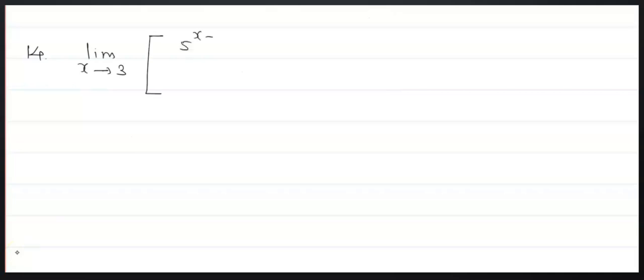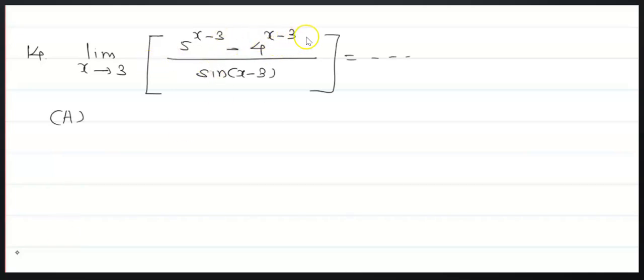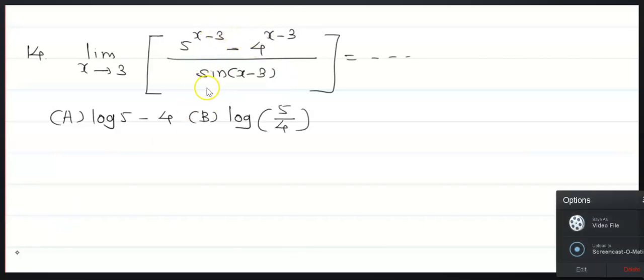Now limit x tends to 3, (5 raised to x minus 1, 4 raised to x) ... (5 raised to x minus 3, 4 raised to x minus 3) upon sin of (x minus 3). Now one common relation is here: x minus 3, x minus 3, x minus 3, and the limit is also x tends to 3. Therefore, put x is equal to 3 plus h and solve that example. You will get the answer.